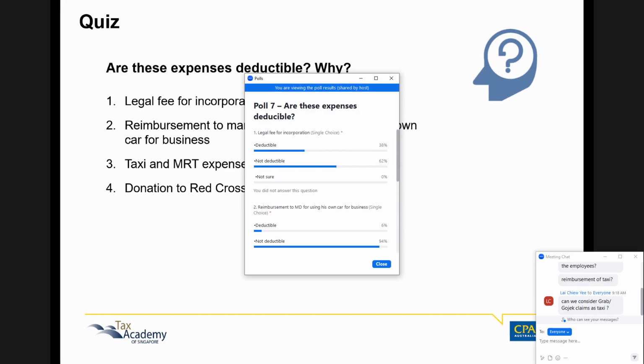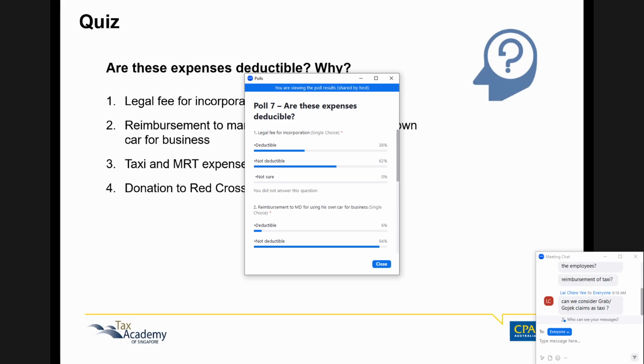The first question is whether the legal fee incurred for incorporation is deductible. Most of you answered not deductible, which is correct. Anything that relates to incorporation of a company, incorporation is to really set up a company, right? So this is actually a capital expenditure to put you in the position to earn income. This is where you set up. This has an enduring benefit because once you set up, it's there. So it's a capital expenditure, so it is not deductible.